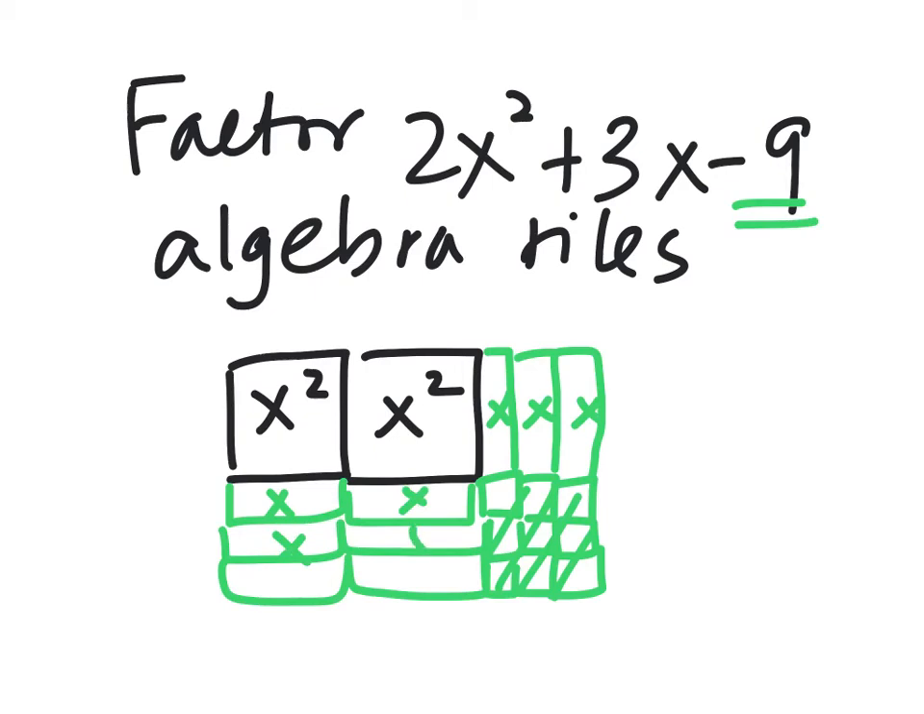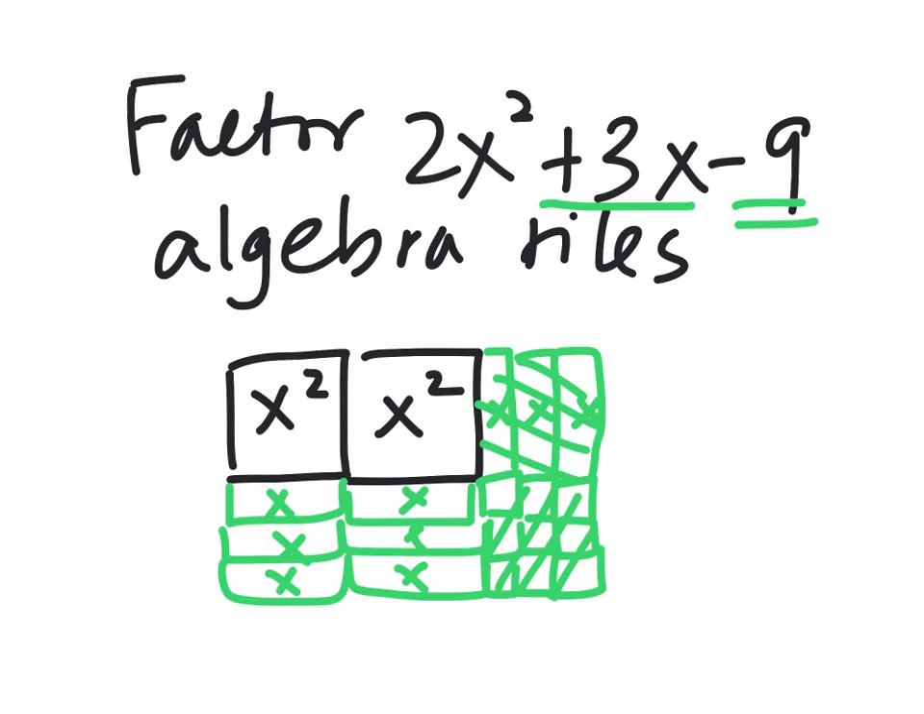But I only need, at the end, 3 x tiles, not 9 x tiles. So that means some of these x tiles have to be negative ones in order to cancel those out. Well, I have 6 positive x tiles. If I have -3 x tiles, then these become negative. That will actually cancel out the 3 x tiles.